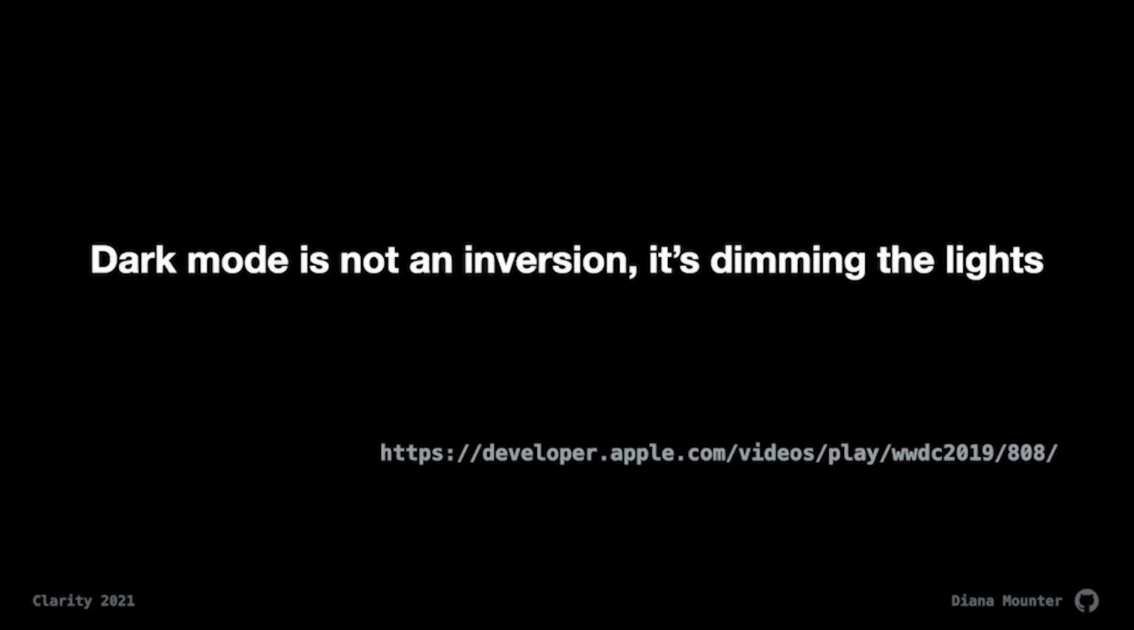I think this quote from an Apple keynote in 2019 describes it well. Dark mode is not an inversion, it's dimming the lights. When you dim the lights, colors don't just flip. They look a bit different. The hues look a bit different. The contrast looks different.